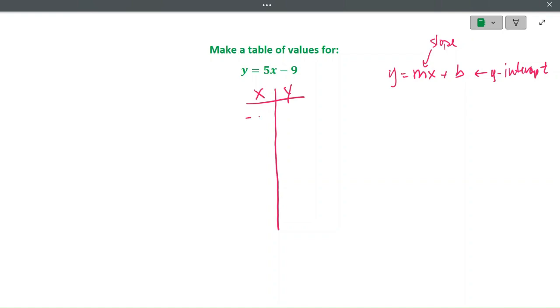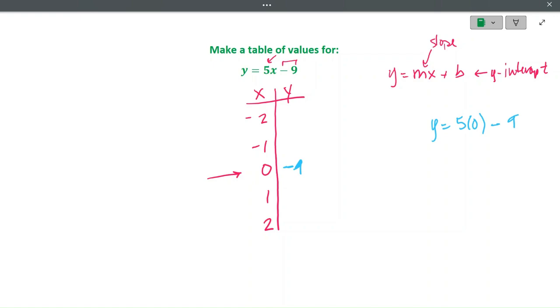But what I'm trying to do with this video is show you two different ways that you can quickly do this. I always like to have some negative values and some positive values, and I always include 0 because that is our y-intercept. It's the easiest one to plug in. So once again, the 5 is our slope. This is our constant rate of change. This -9 is our y-intercept. If I plugged 0 in for x, I would be left with -9. So that's why it's my y-intercept. It's what's left when x is 0.